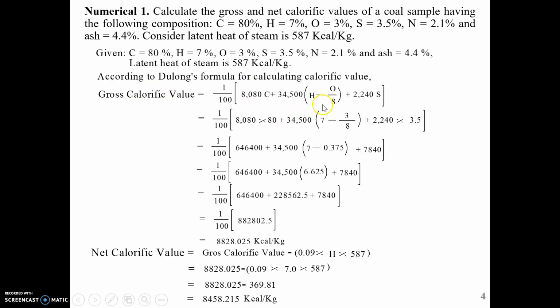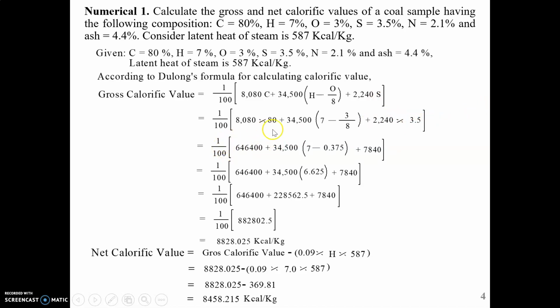Now if we put the values for carbon, hydrogen, oxygen and sulfur into the formula, we will get 1/100 [8080 × 80, the percentage of carbon, + 34,500 (percentage of H is 7 − percentage of oxygen is 3, divided by 8) + 2240 × percentage of sulfur, which is 3.5].